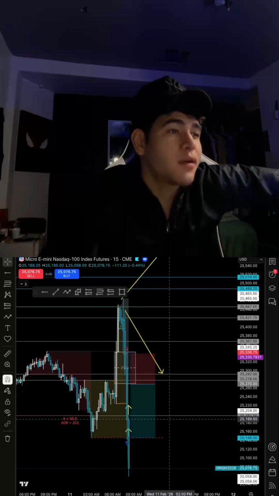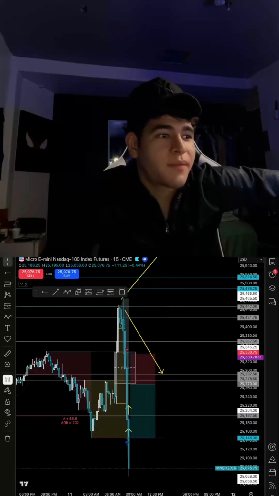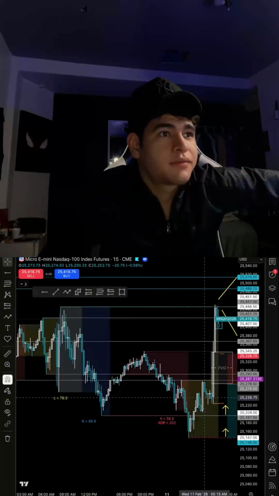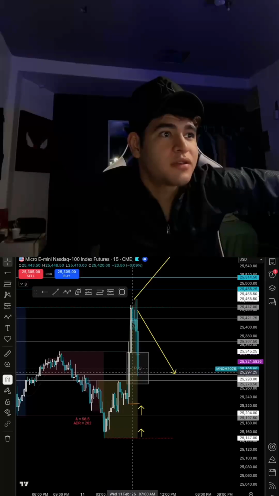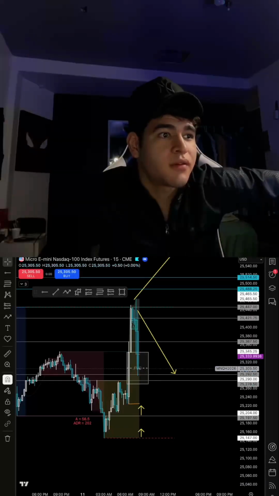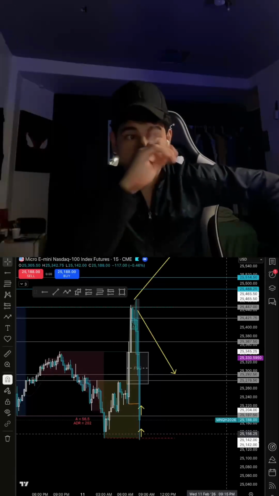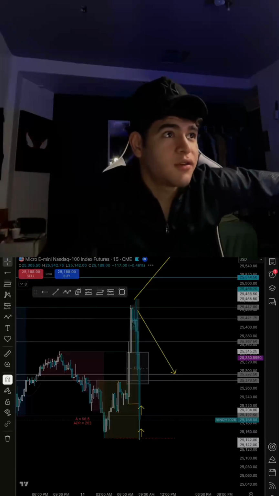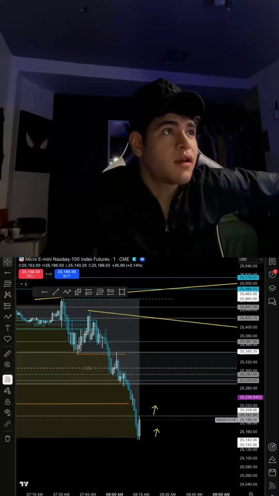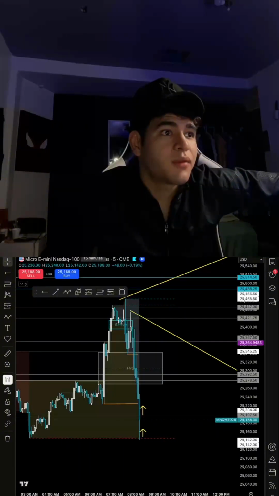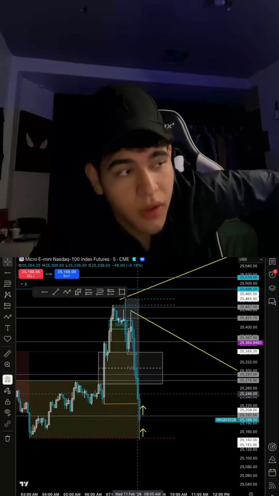Not only that, we couldn't miss out on the entry, because if I would have waited for price to inverse this fair value gap, I would have never entered the trade because it hit my price target. So that's why I went on the 1-minute, waited for the inverse, and saw the volume we were getting from the market. We also had a 5-minute inverse, which gives us more confirmation.